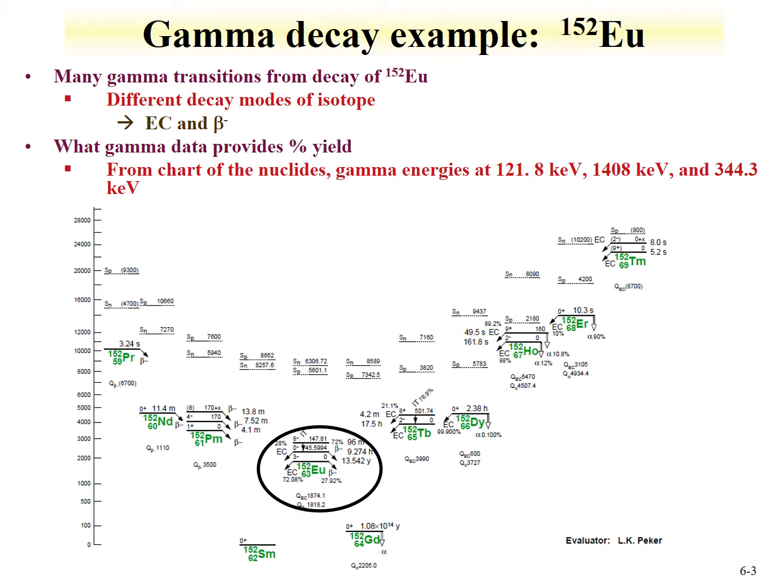So as an example, let's try to figure out what are the major gammas that would be expected from the decay of europium-152, and then the percentage of those times those gammas are going to occur for each decay. And if you go to the chart of the nuclides, you'll see that there's 3 gammas that are listed for europium-152 decay. They're shown here: the 121, 1400, and 340 keVs for the decay of europium-152.